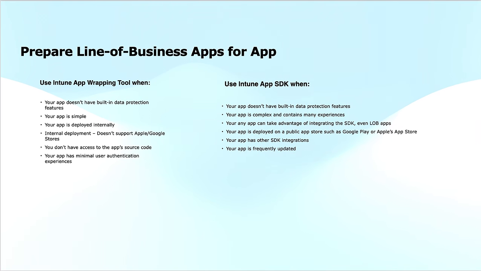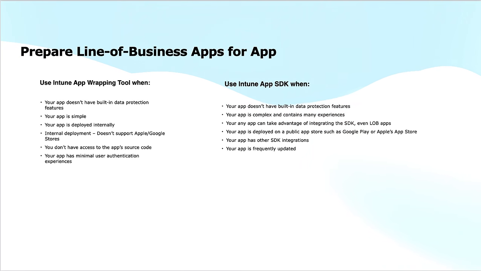Number two is the Intune SDK, and the Intune SDK allows app developers to integrate Intune security features directly into the source code of the mobile application. By using this software development kit, you can build custom security, behavior, and management capabilities into the application. It gives you more control over its functionality.